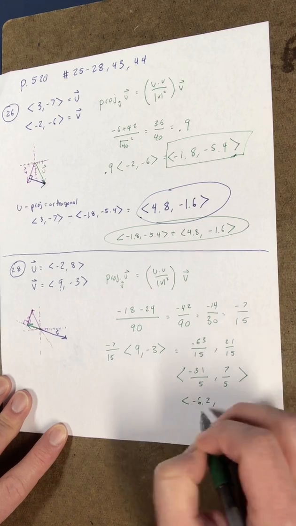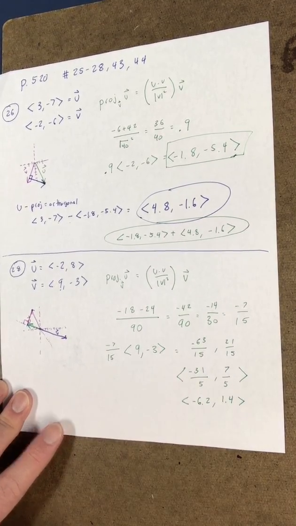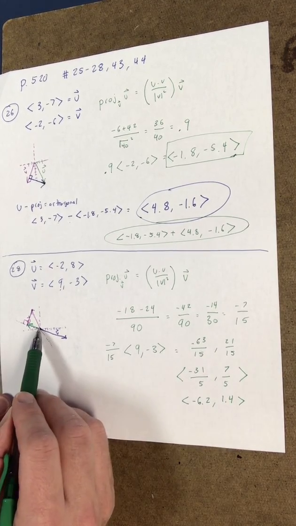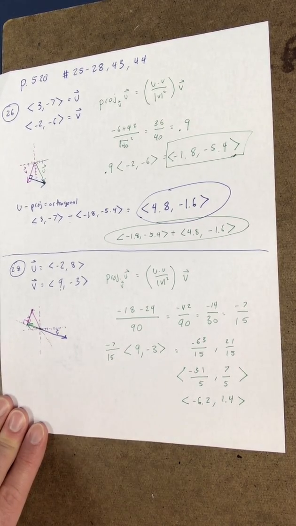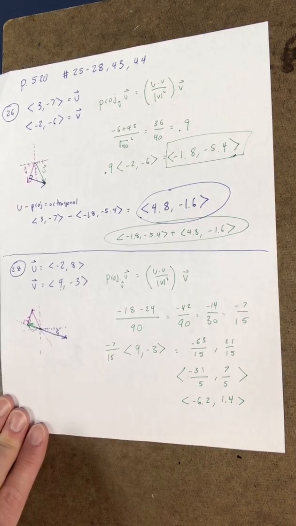It's okay if you guys use a calculator for this. And this would be 1.4. Let's see if that makes sense. Negative 6.2, 1.4. If we go out this way, negative 6.2, up 1.4, that does appear to be this projection, this green projection vector there.